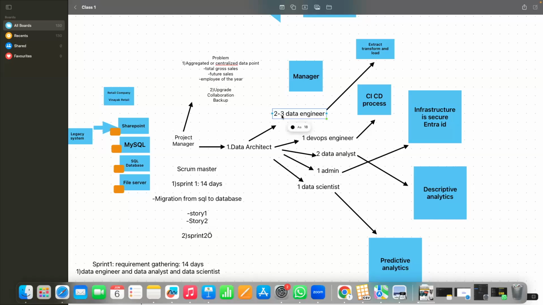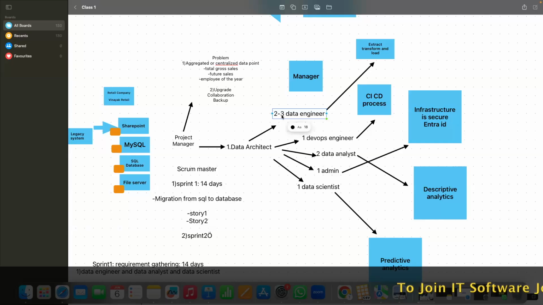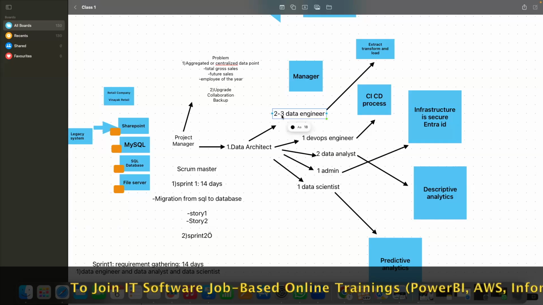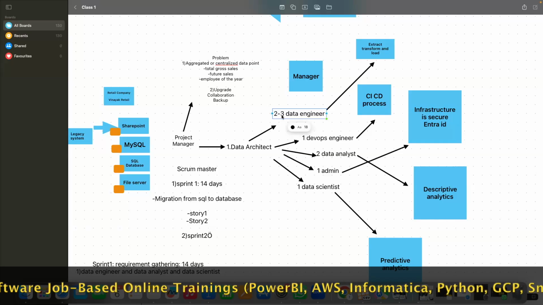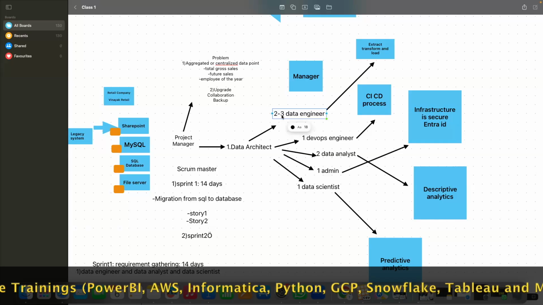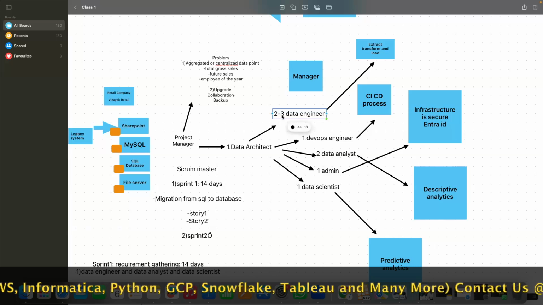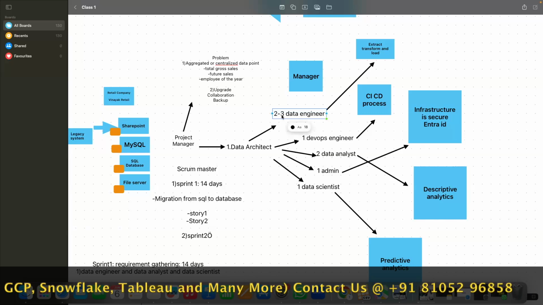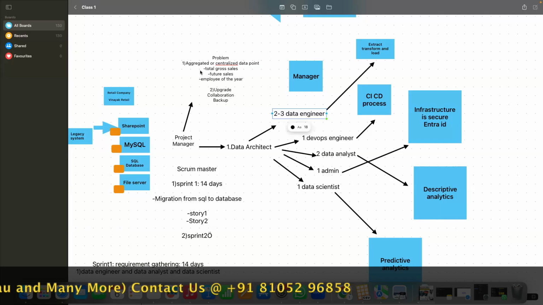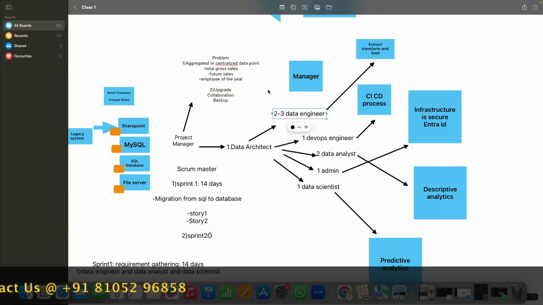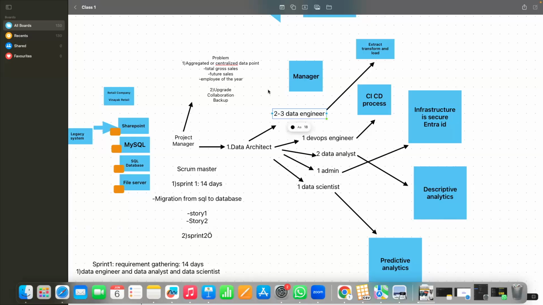Suppose you're dealing with 100 tables, 150 tables, or so. In that case, your team size should be big enough, right? So these are the people with whom you will ideally work day-to-day. In general, there can be other roles as well, but in general you will work with these people.